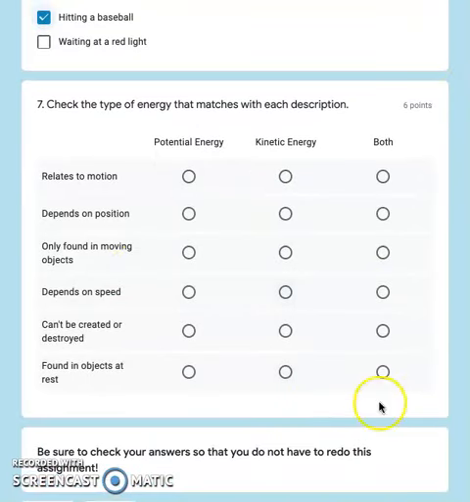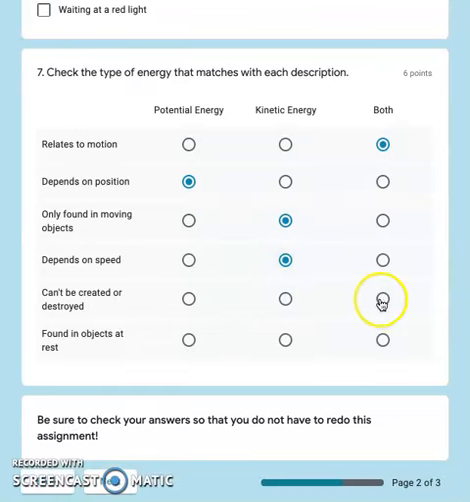And then number 7, again, a 6-point question. We have to check the type of energy that matches with each description. Relates to motion, we just answered that for question number 1. That's both of them. Depends on position, that's potential energy. Only found in moving objects, that's kinetic. Depends on speed, that's also kinetic. Can't be created or destroyed, that's both. And it's found in objects that are at rest, that's potential.